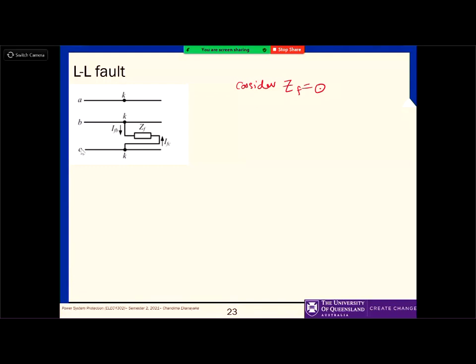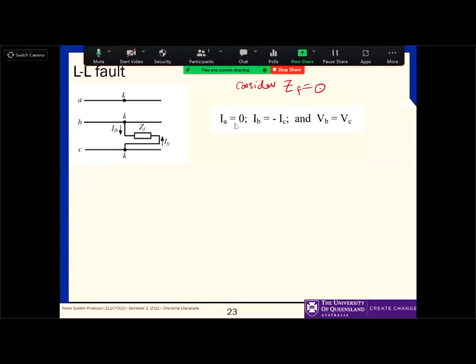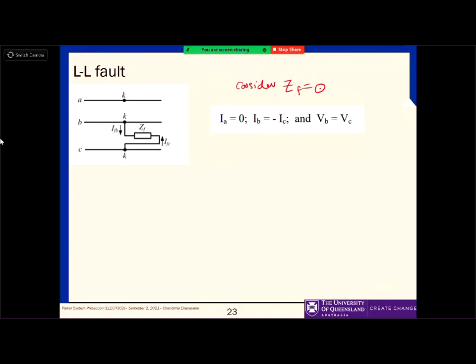If we consider those factors, then you can write these relationships. The current in phase A is 0, IB is equal to minus IC, and VB and VC are equal. Why? The impedance is now 0, ZF is 0. Therefore, those two are short-circuited.